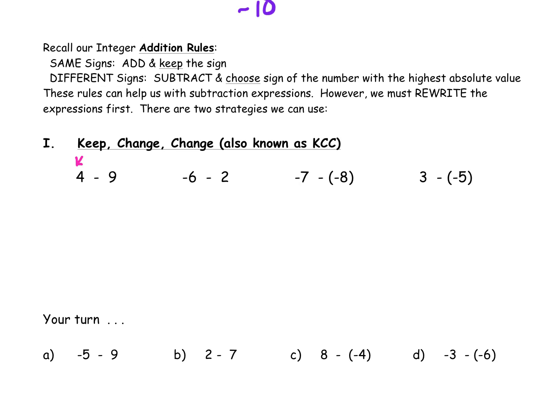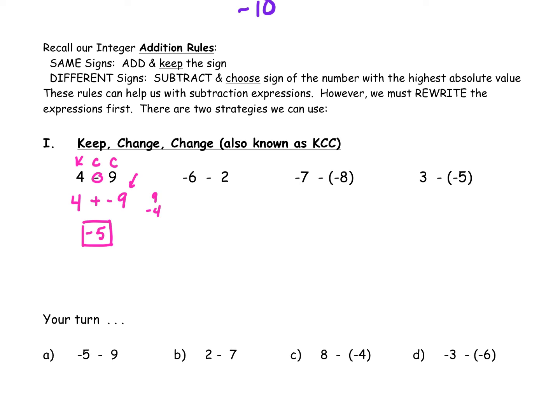We're going to keep the first integer. We're going to change the minus to a plus, and we're going to change the sign behind it. So we would rewrite this as 4 plus negative 9. And now we can recall, when we add different sign numbers, we subtract, and we keep the sign of the number that has the highest absolute value. So this is negative 5.